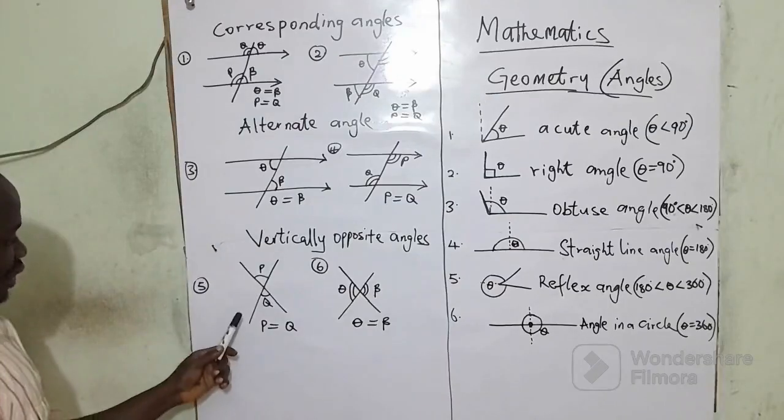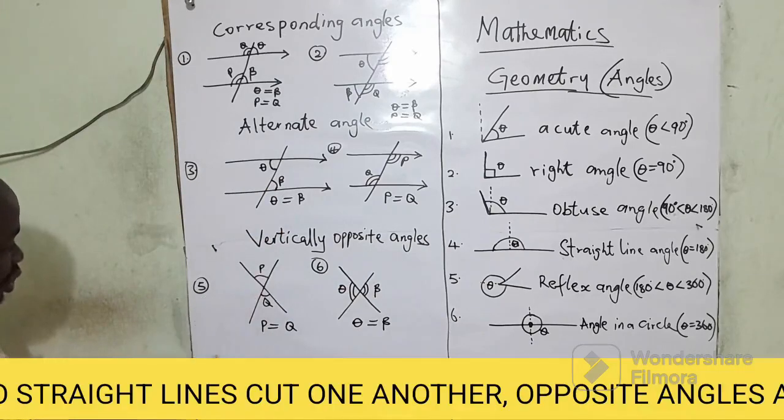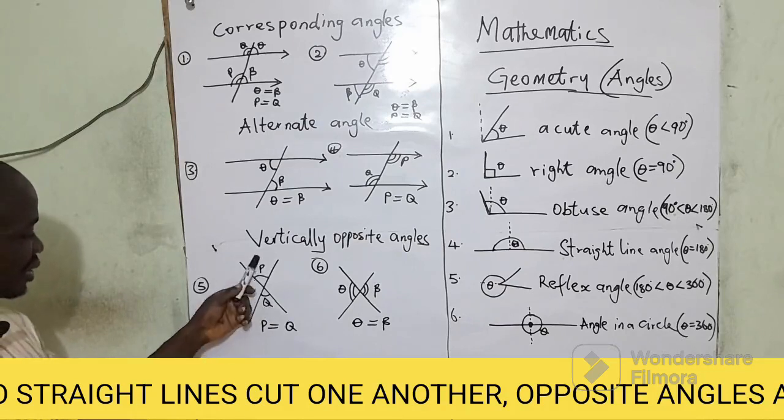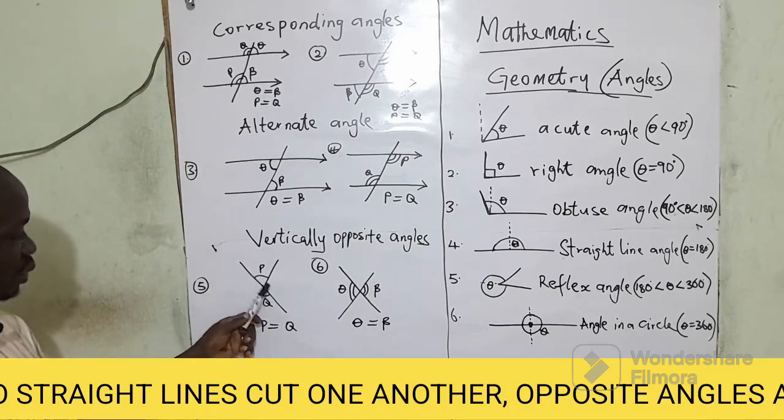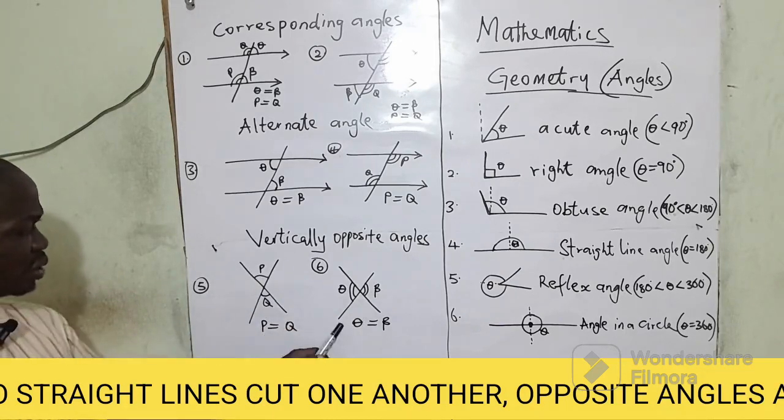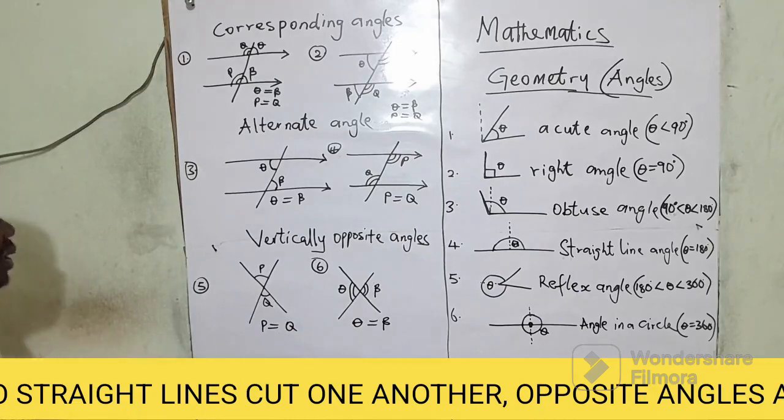Now coming to the vertically opposite angles. Vertically opposite angles are formed when 2 straight lines cross each other. The opposite angles are equal. The angles facing each other are equal. So this is a vertically opposite angle, and this is a vertically opposite angle. P is equal to Q, and theta is equal to beta here.